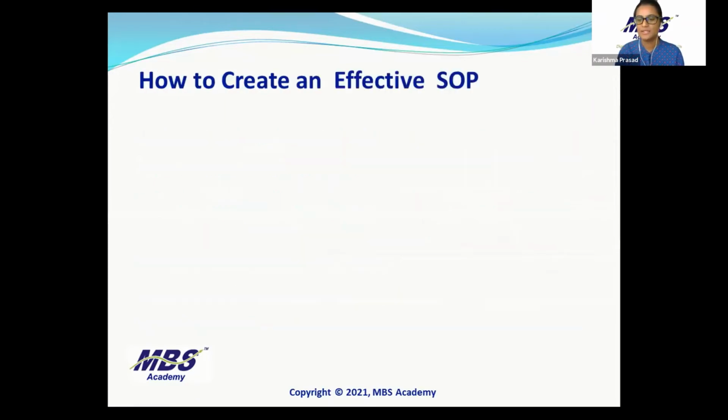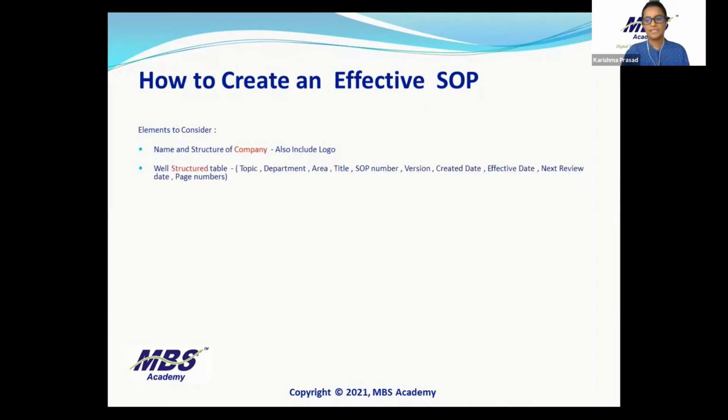Now, next, we will learn how to create an effective SOP. There are a few elements to consider. The first is the name and the structure of the company. Definitely, the SOP has to belong to a business, so we will have to include the name of the company. If you have a logo, that's even great. So that's the first thing that we have to think about in putting together an SOP document.